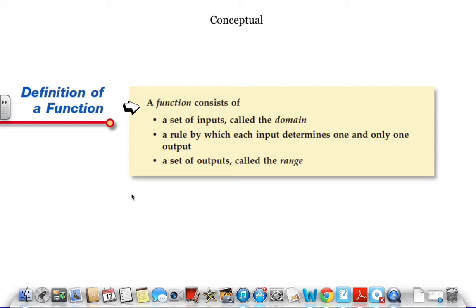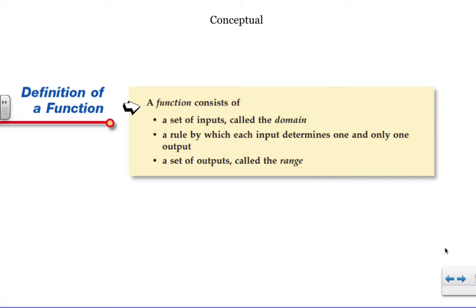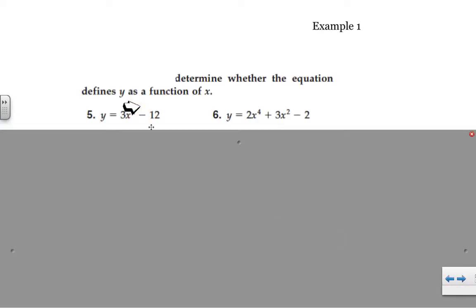and the y values are coming out of the function. So for an equation to be considered a function, you must have a rule that each input determines one and only one output. So the input can't determine two outputs, okay? So let's look at some equations and see if they're functions or not.